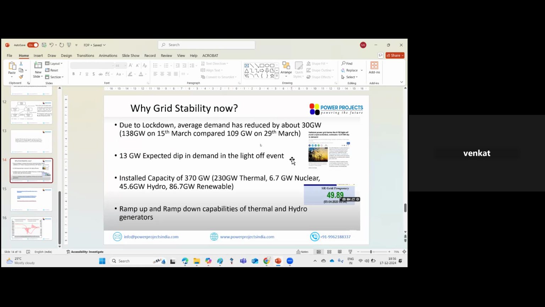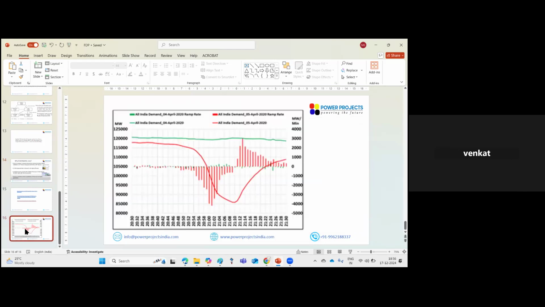So what is this light of event? Can anyone remember what that was during the COVID? Yes, ma'am, switching off all those lights. For 9 minutes we shut them down. So for that, what was the penalty we paid? Here is that penalty.